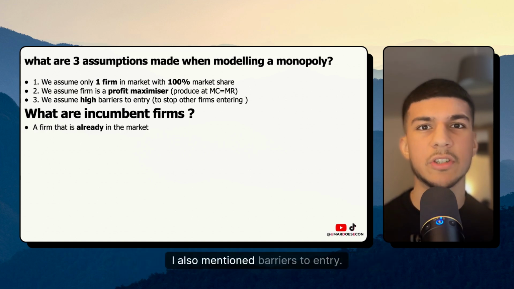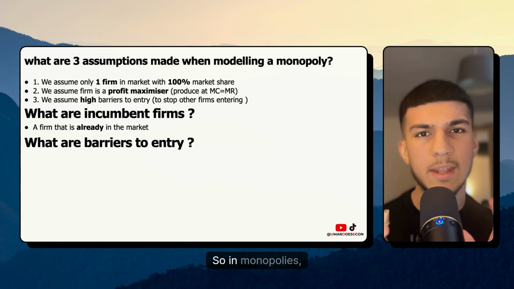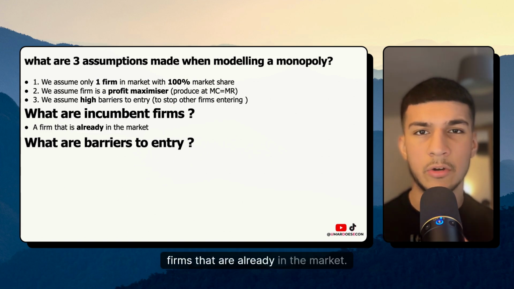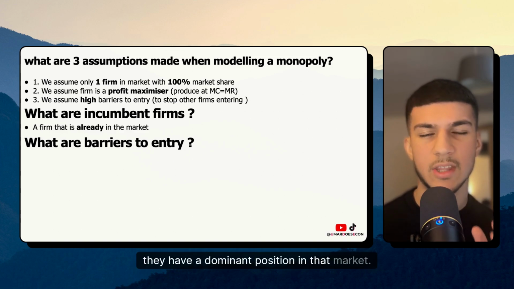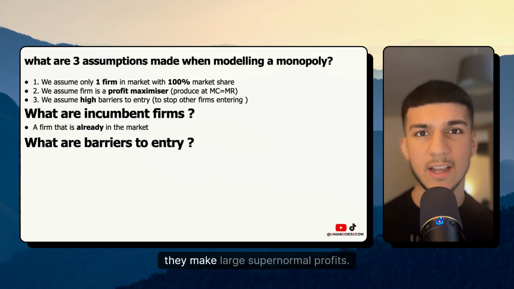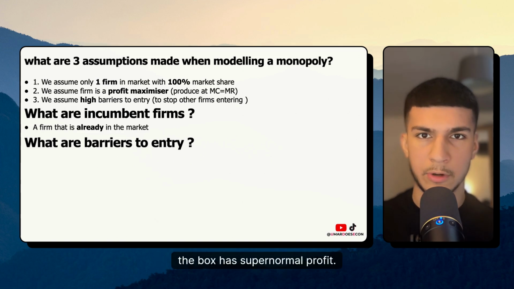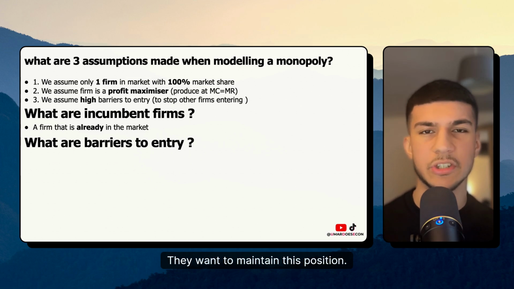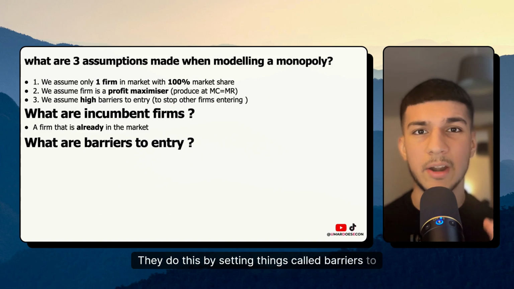Now, I also mentioned barriers to entry. So what are these barriers to entry? So in monopolies market structure, there are incumbent firms that are already in the market. These firms have that monopoly power, they have a dominant position in that market. And because they have that dominant position in that market, they make large supernormal profits. If you remember back to the diagram, the box has supernormal profit. Now, they want to remain in this position, they want to maintain this position. So how do they do that? They do this by setting things called barriers to entry.